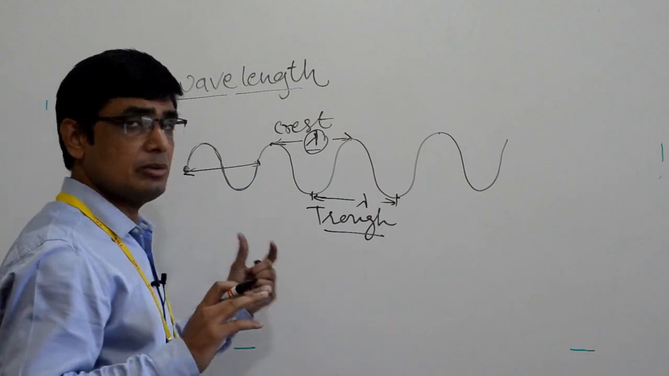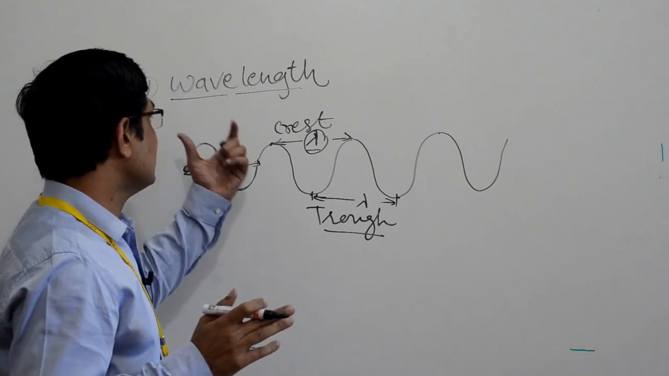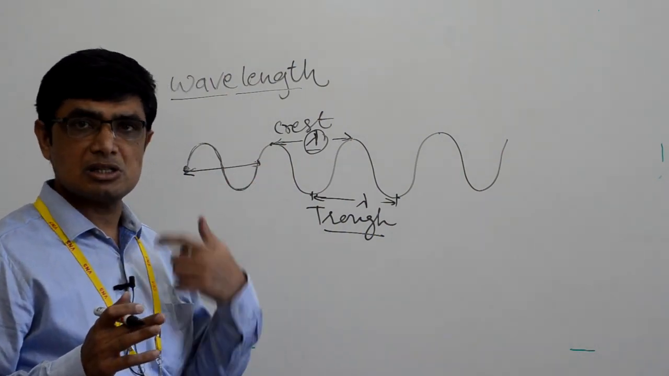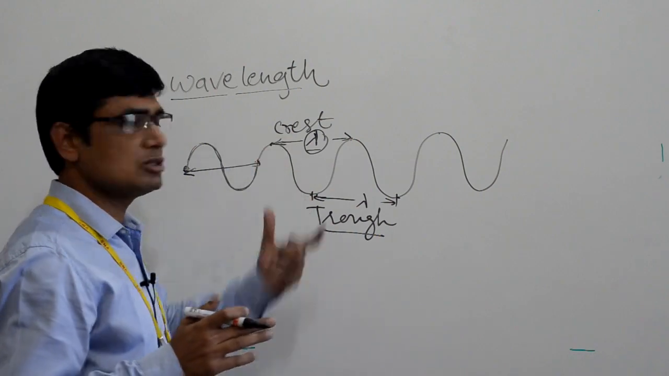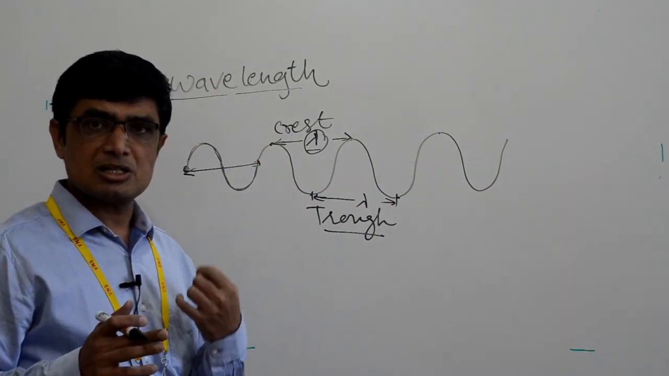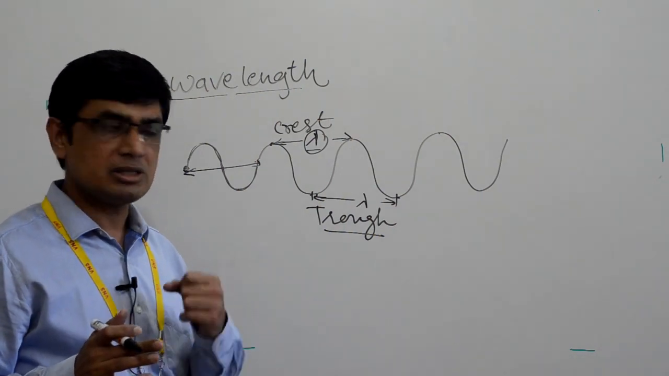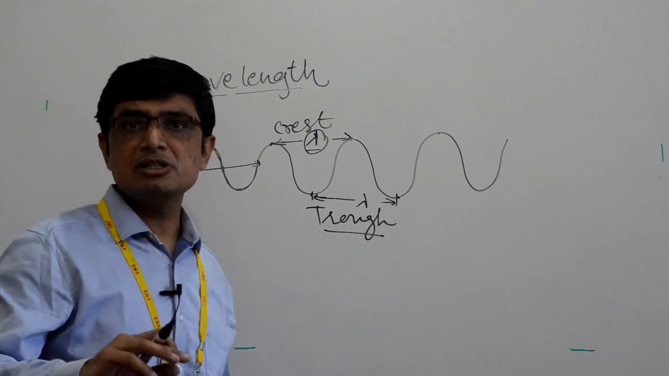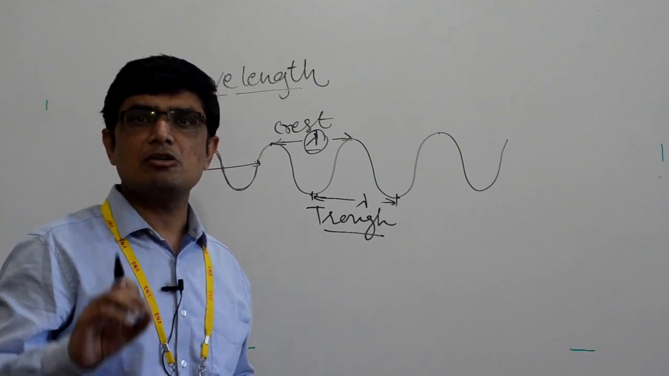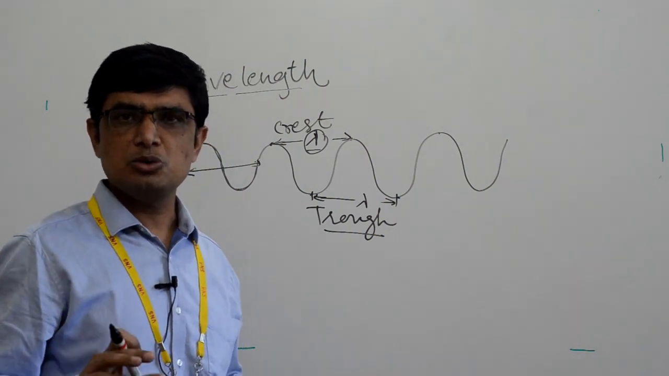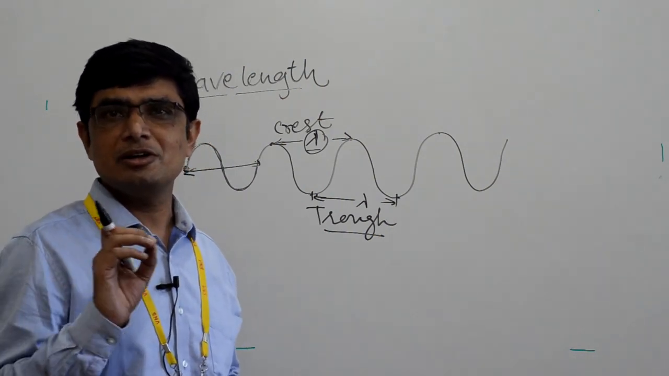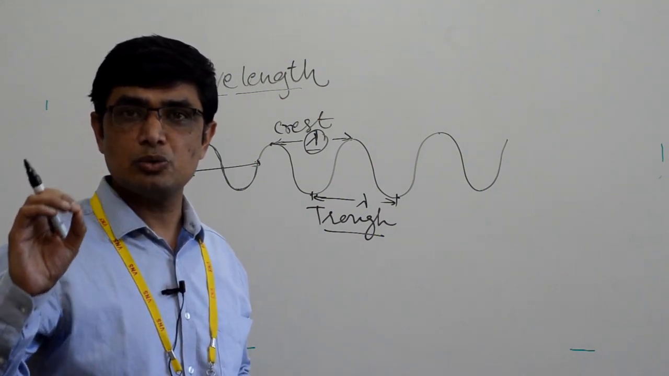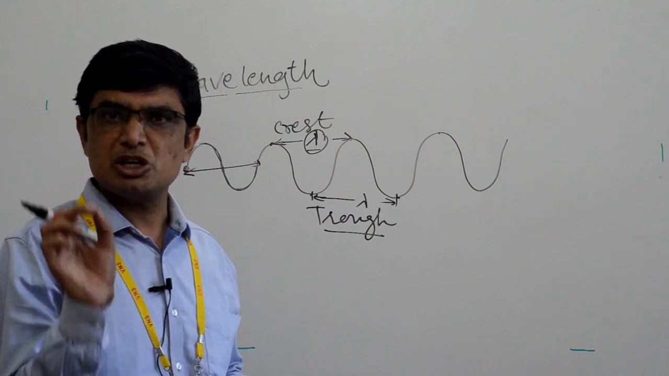And what will be the unit? The unit of wavelength is centimeter, meter, or nanometer, because this is a distance, and distance can be measured in meters, centimeters, or nanometers. But generally we discuss the wavelength in nanometers, because the length of a wave is very small. So the range of UV wavelength is 200 to 400 nanometer, because the nanometer is very small.